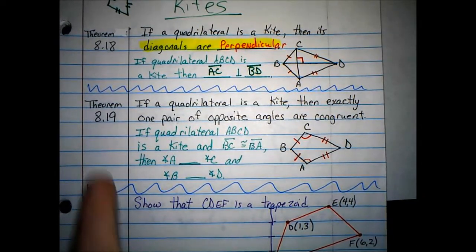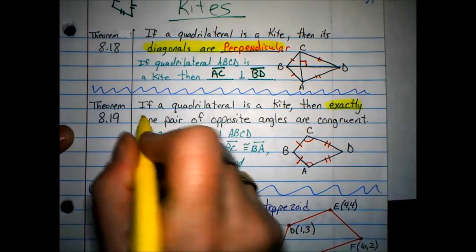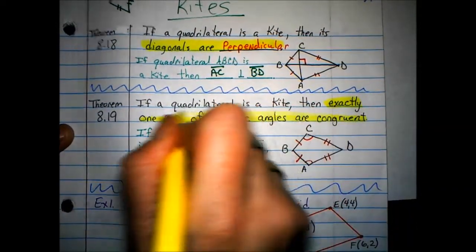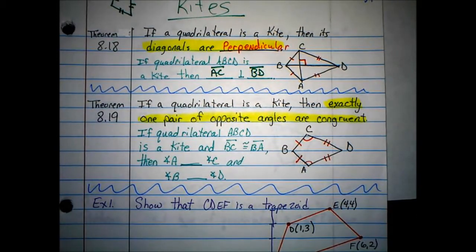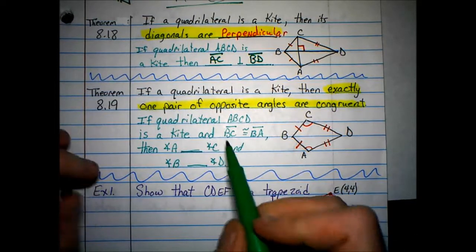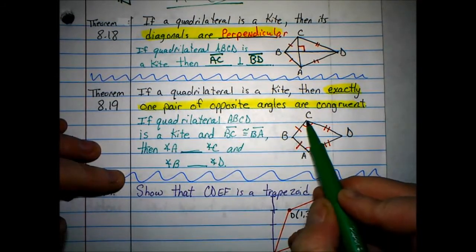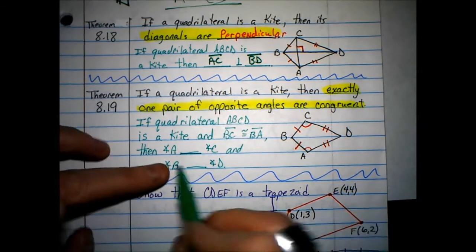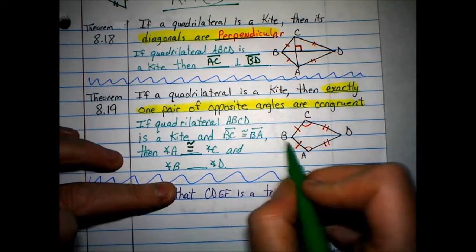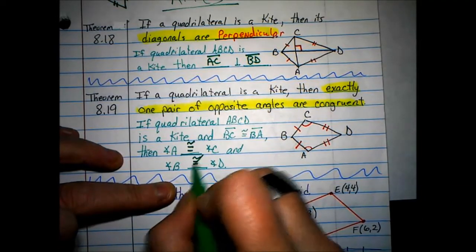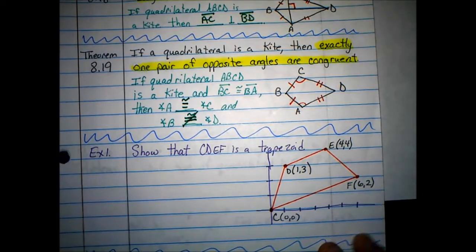Also, Theorem 8.19 says that if a quadrilateral is a kite, then exactly one pair of opposite angles are congruent. Only one set of opposite angles are congruent in this particular setup. So for this, it says that if ABCD is a kite and BC is congruent to BA, then angle A is congruent to angle C and angle B is not congruent to angle D. That will not happen in that particular setup.